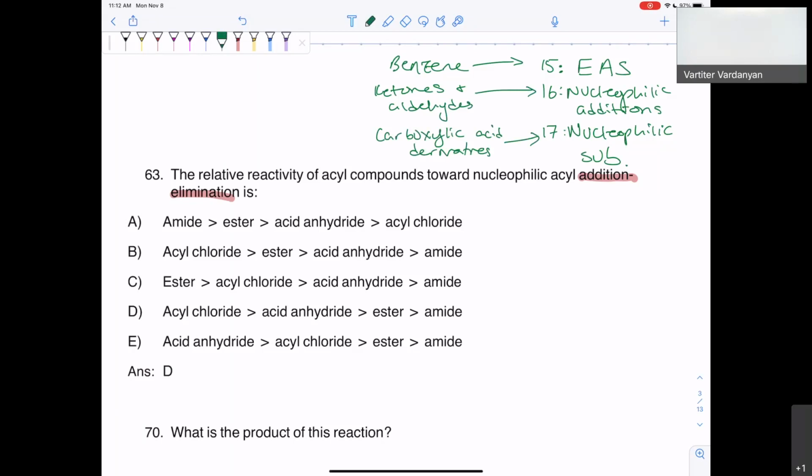So I'm not saying sit there and memorize every single thing for 15, 16, 17. I'm just saying it's helpful when you're doing practice problems to know, okay, this was a 15 reaction, this was a 16 reaction, this was a 17 reaction. And then when you look at the reagents, you can kind of file it, and that helps you figure out, oh, obviously the answer is not going to be a benzene ring if this is a chapter 17 reaction. You feel? Okay.